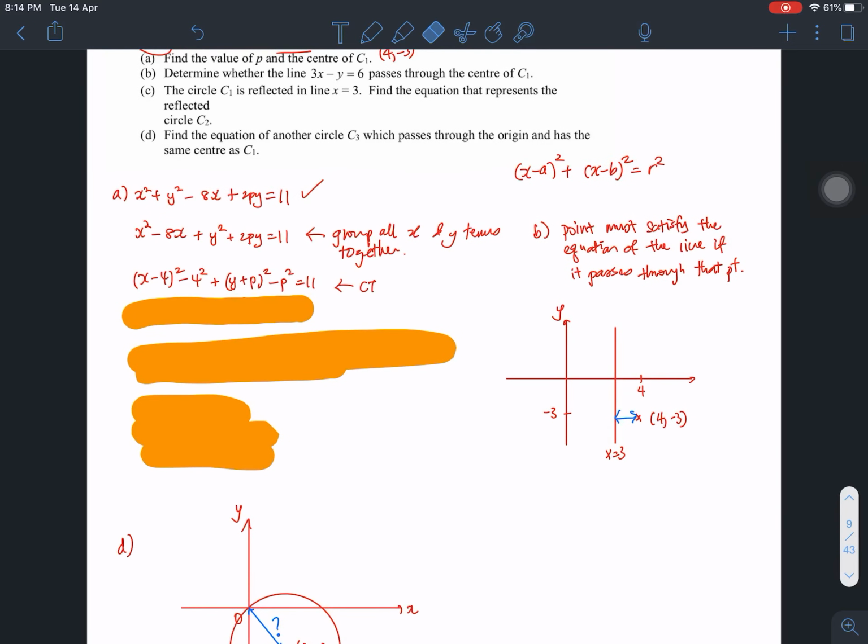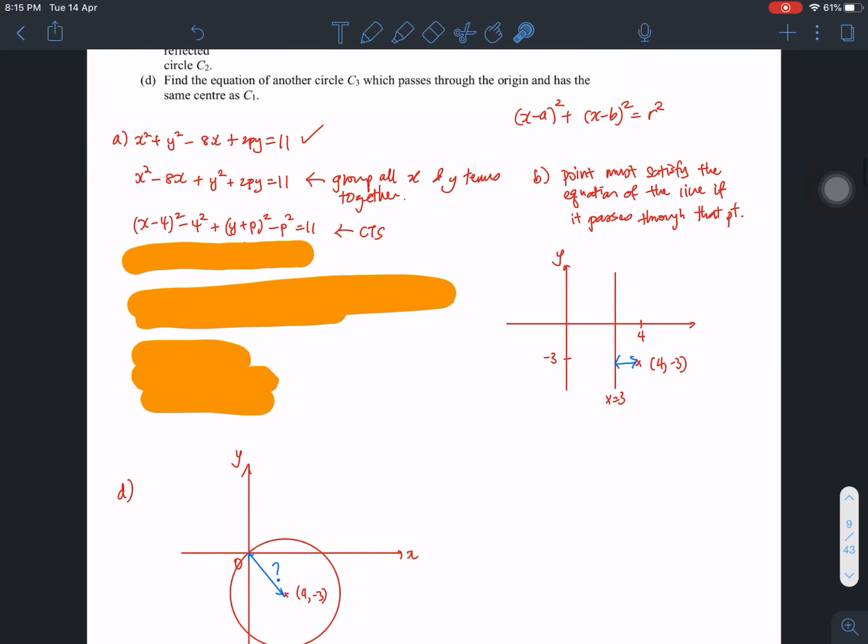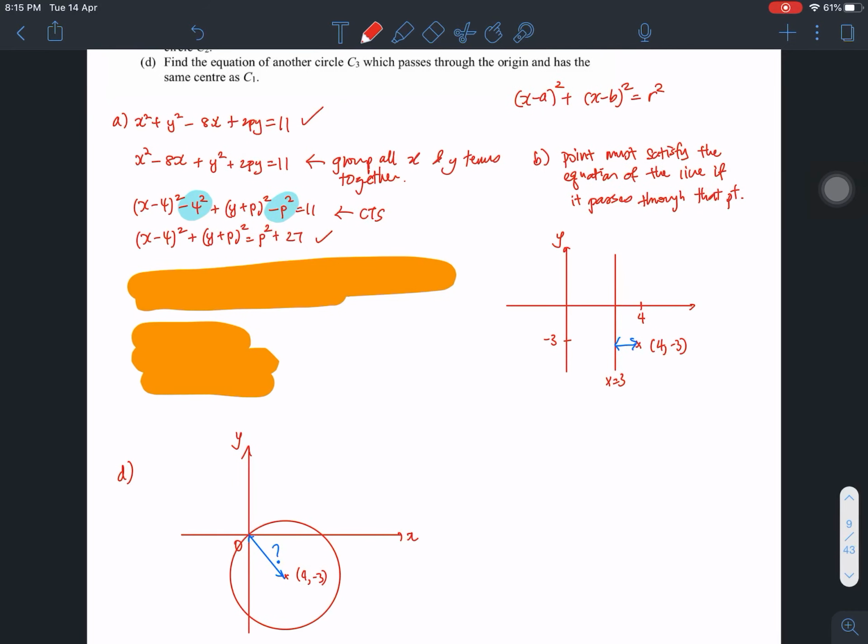Next, I would apply completing the square. So I would have (x minus 4) whole squared minus 4 squared, plus (y plus p) squared minus p squared, equals 11. You realize that these are your constants, so throw them to the right side and group them together with 11. Then you should get this expression over here.